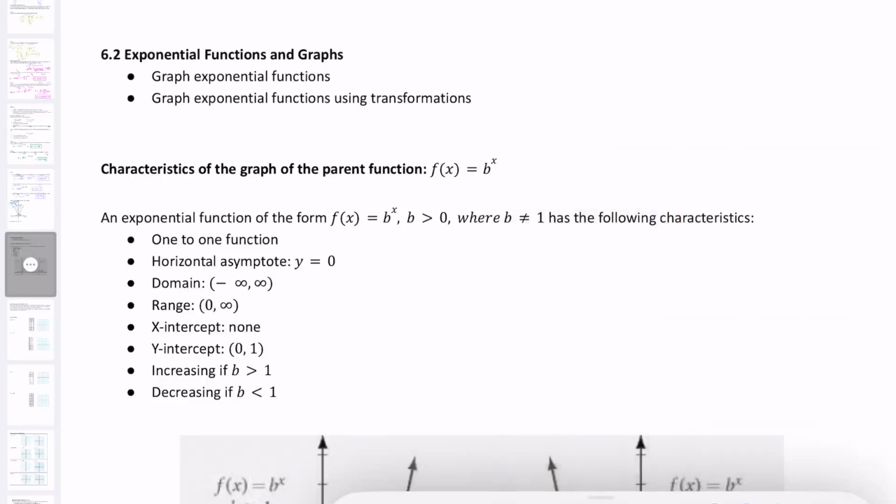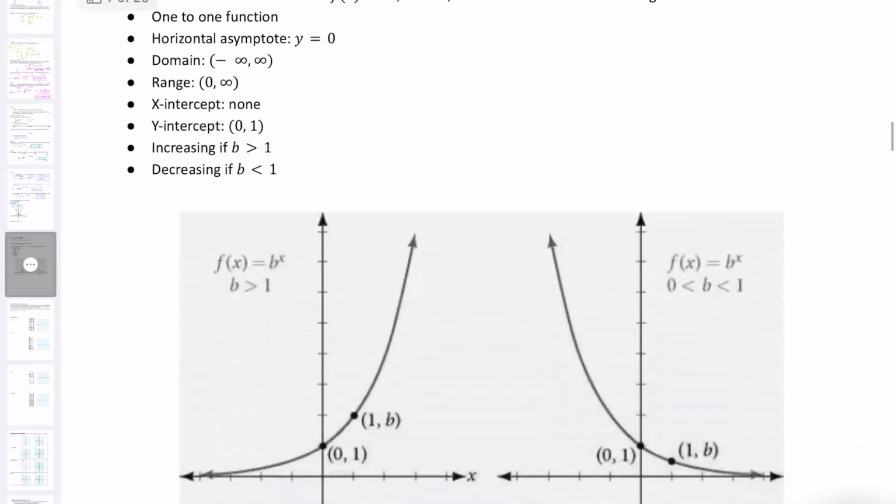Hi everyone, in this video we're going to cover 6.2 exponential functions and graphs. So let's start by looking at what a basic exponential graph looks like. It starts at a y-intercept of (0, 1), and the second point would be (1, b). b is your rate, okay? It can be any number, but usually that's a great way to start your graph, okay?